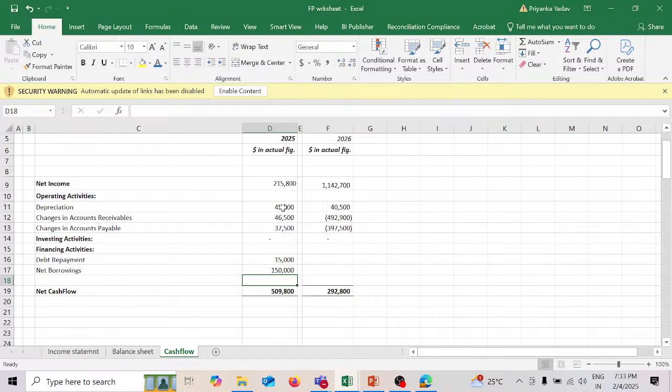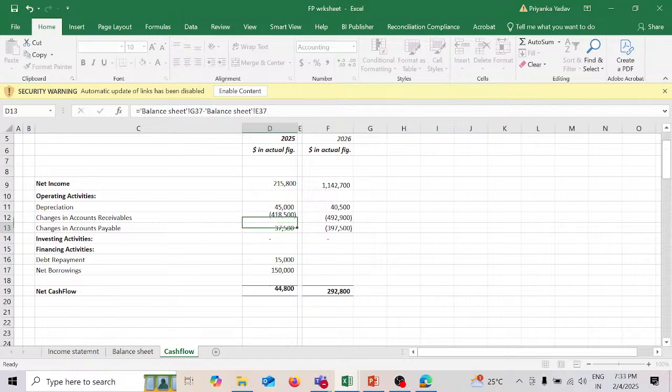Now we have to see here, depreciation will be positive, but changes in accounts receivable has to be negative. See, depreciation is a non-cash expense. It will reduce the accounting profits, but it does not actually use cash. Since it was deducted in the income statement, we add it back to show the true cash position.